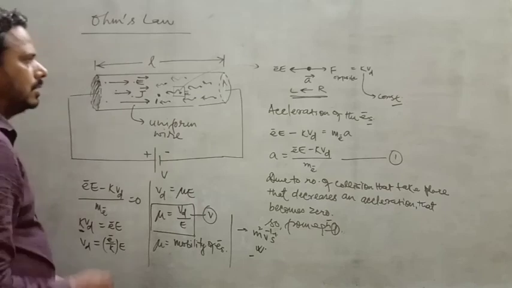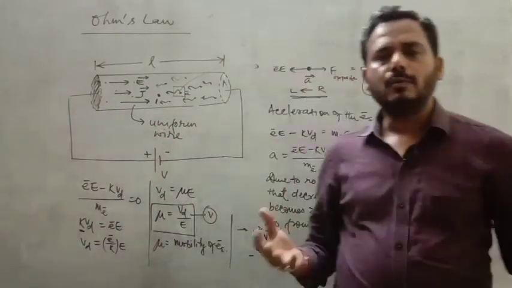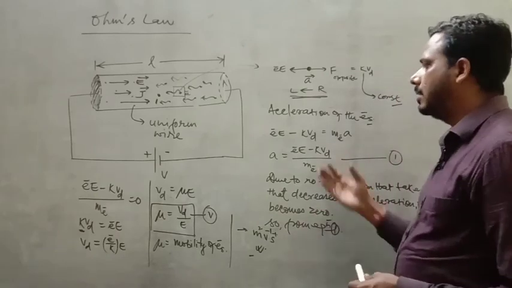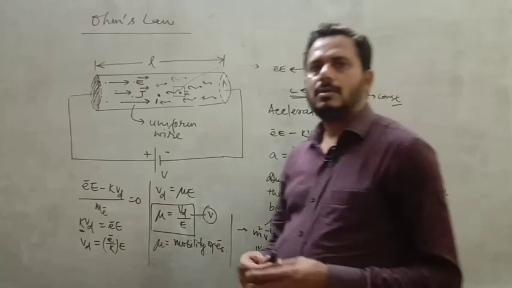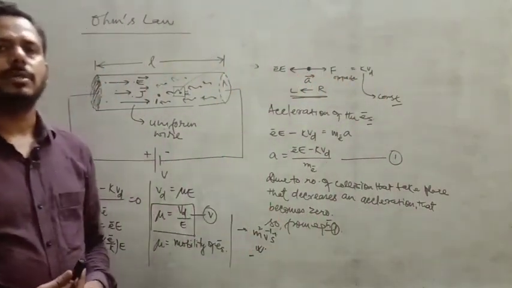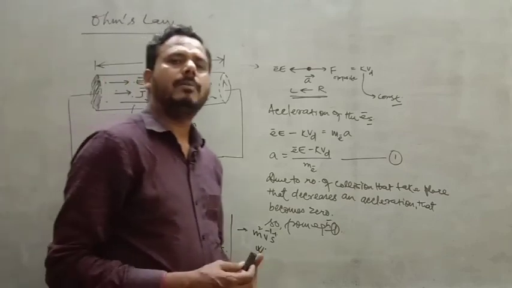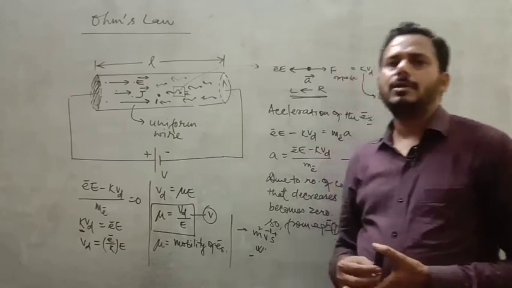So right now, from this diagram, we have seen a number of things: resistivity, conductivity, resistance, conductance, and one another thing, which is mobility. Okay, so just keep in mind all these quantities, which are widely used in numericals. Alright.